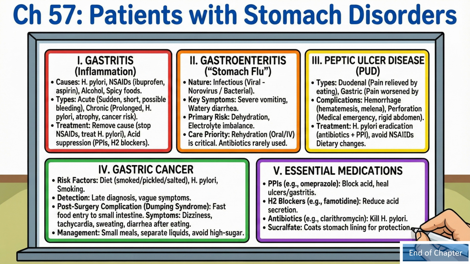The H2 blockers like famotidine, back in the days used to be ranitidine, reduce acid secretion. Antibiotics, the clarithromycin, amoxicillin, used usually to kill the H. pylori. Sucralfate coats the stomach lining to protect it against acid.